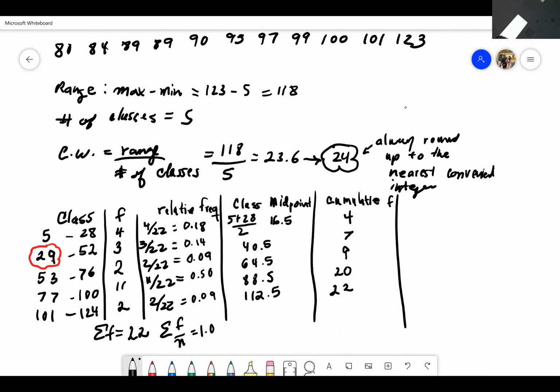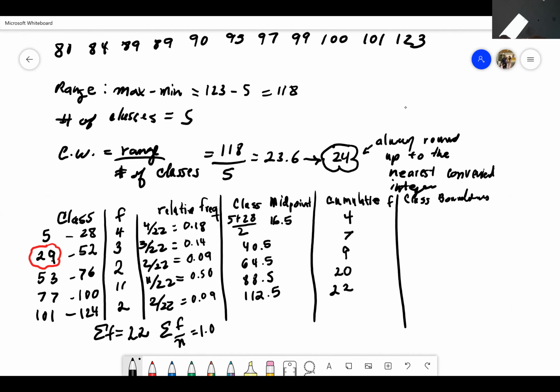All right, class boundaries. We're going to have to subtract half and add half because we have a gap between our classes. Remember, the reason we want the class boundaries is because we want to have an x-axis that we can use to graph a histogram. That's what we want to do. So in order to eliminate the gap of 1 between 28 and 29, we're going to add half and subtract half. This is not always the case, but most of the time it is.